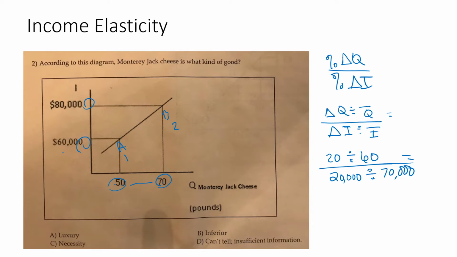Okay, so now we can calculate this out. 20 divided by 60 is 0.33. And then 20,000 divided by 70,000 is 0.286, we'll say. And then if I do 0.33 divided by 0.286, I get 1.15. This number is greater than 1. So we know from the previous slide that this is a luxury item.